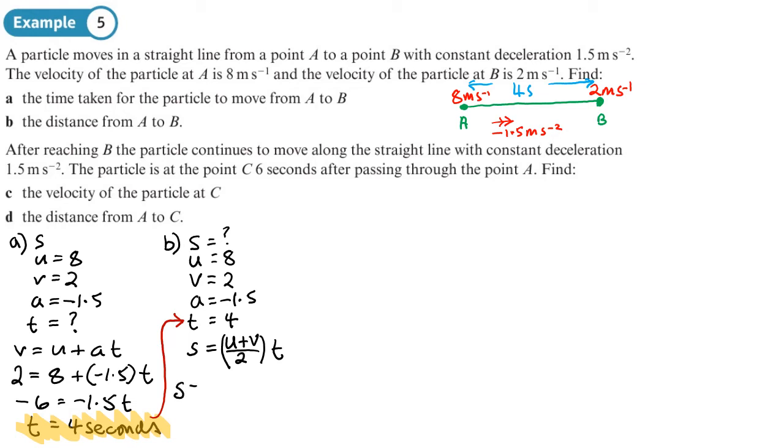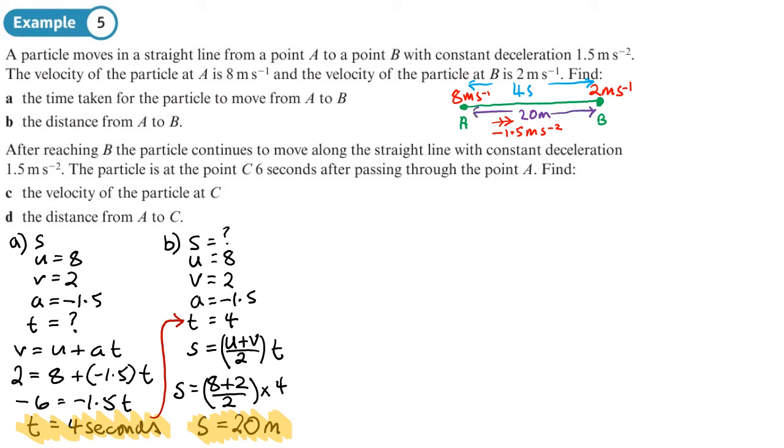So S is going to be U plus V, so 8 plus 2 over 2 times T, which is 4. So that'll give me S as 5 times 4, which is 20. So the distance from A to B is 20 meters. So let's put that in on my diagram as well. So my distance here, 20 meters. I've got quite a lot of information there.